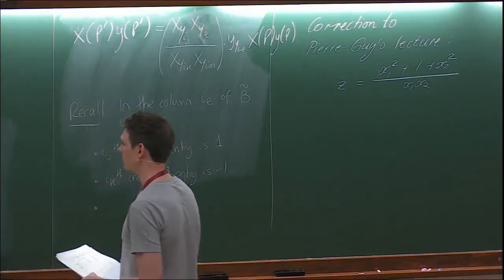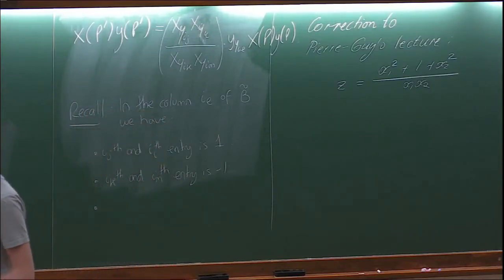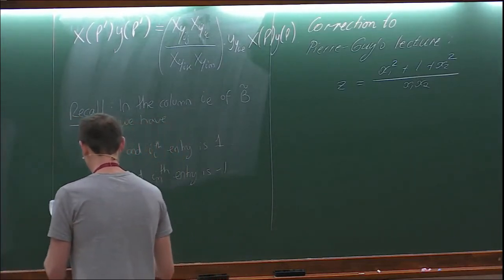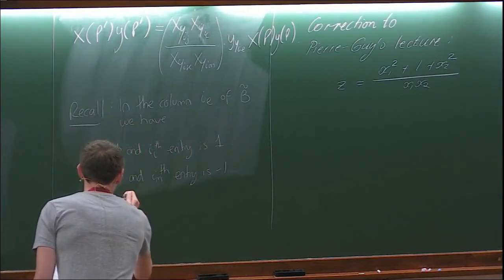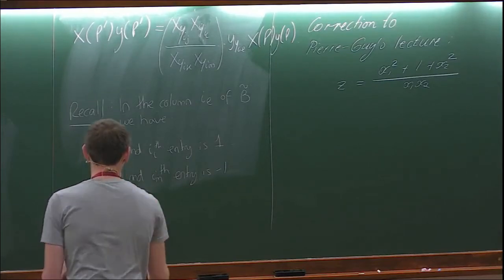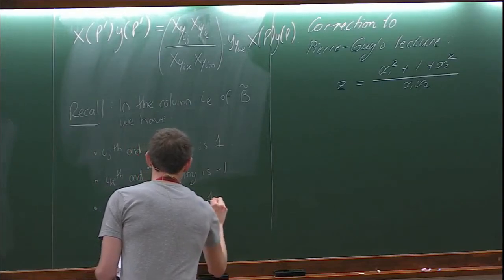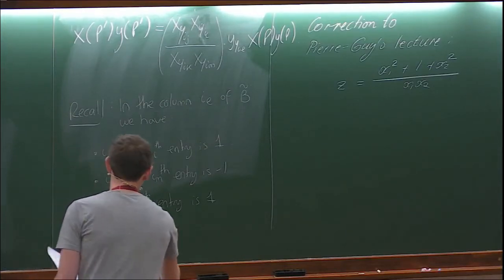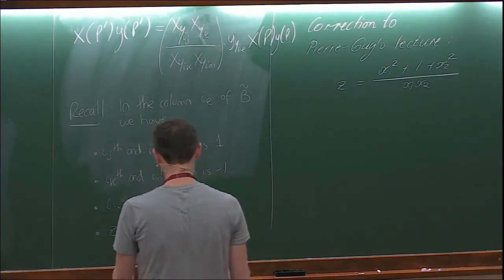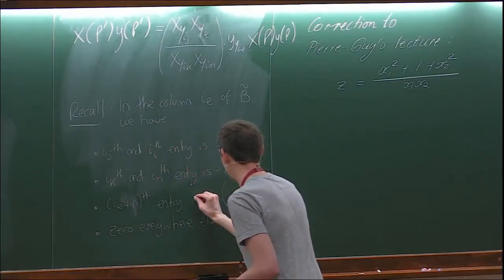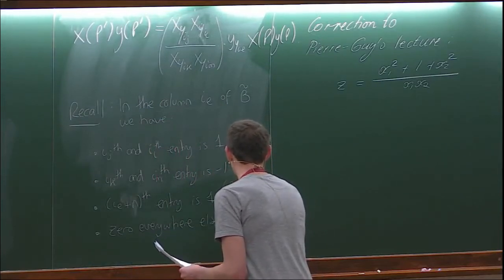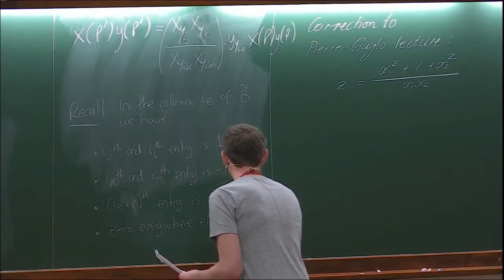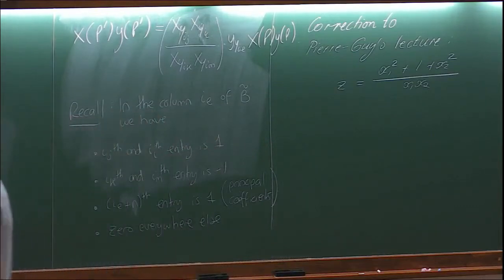And then finally, we can't forget the coefficients. We had principal coefficients, and so we will have a 1 in the entry IE plus N. So the IE plus nth entry is 1, and then we have 0 everywhere else, of course. Just to clarify, we have a 1 in this entry because we took principal coefficients.